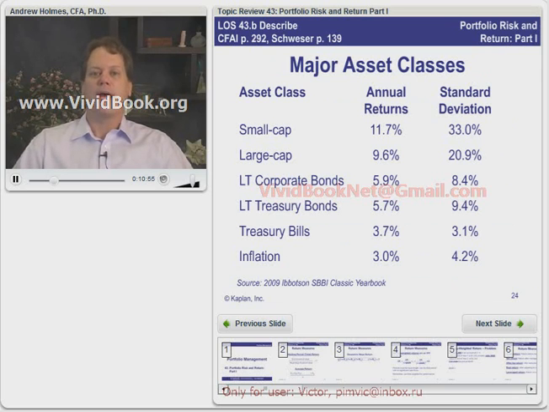Major asset classes. So this is just some data on the different asset classes. So small cap and large cap stocks, as you would expect, perhaps. Small cap did better than large cap, but also with greater risk. Come down here, you can look at what's happened with inflation. It's been 3% with a 4.2% standard deviation. Okay, T-bills, well, you would expect T-bills to be less than Treasury bonds. Okay, well, that in fact happens. You'd also see lower risk.